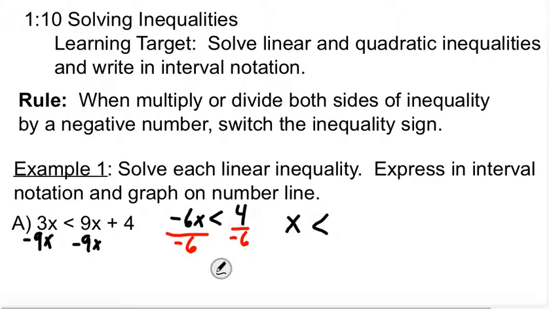Now, look at that 4 over negative 6. That can be reduced down. I'm thinking, oh yeah, 2 goes into both of those. 2 goes into 4 twice. 2 goes into negative 6 negative 3 times. So I end up getting negative 2/3. So I just solved it. I'm supposed to express the answer in interval notation and then graph it on a number line.